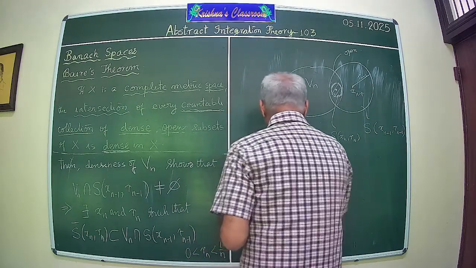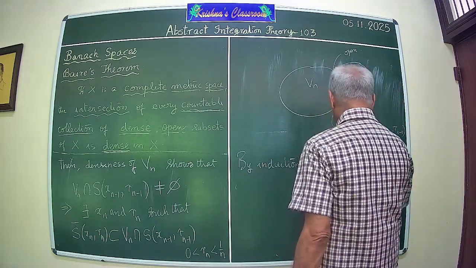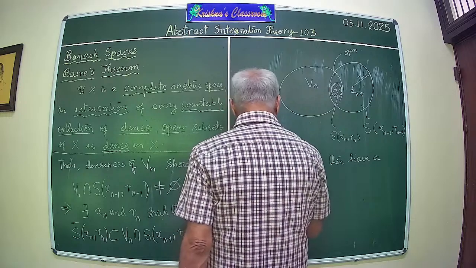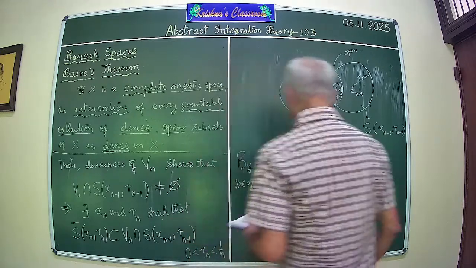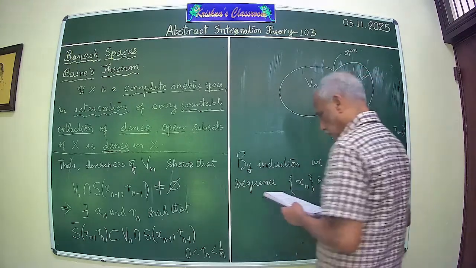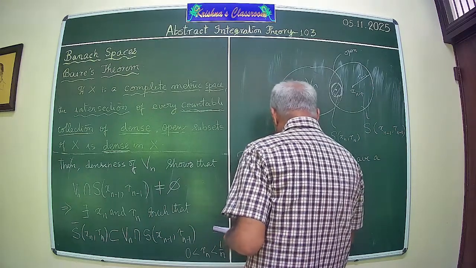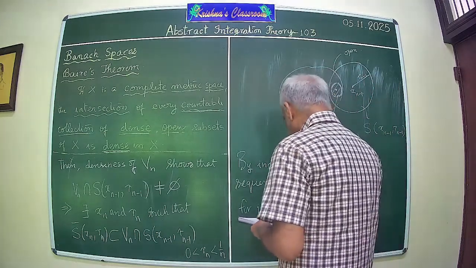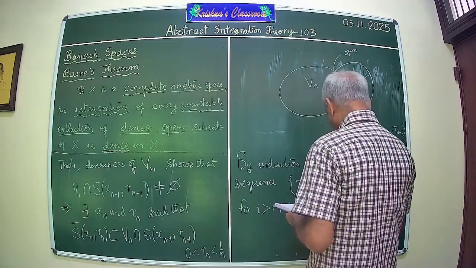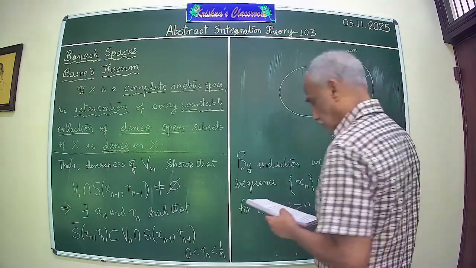By induction, we get a sequence xn such that for i greater than n, j greater than n, xi and xj belong to, or what you call S.